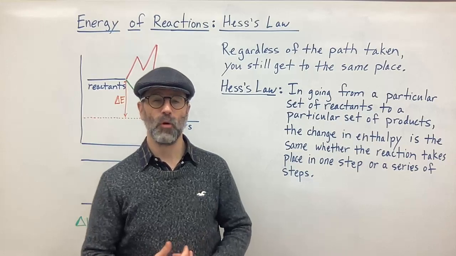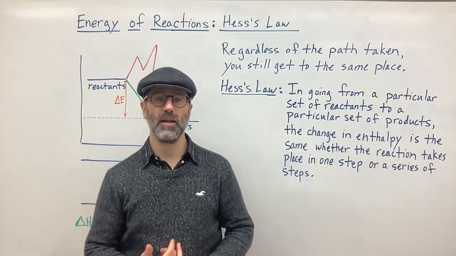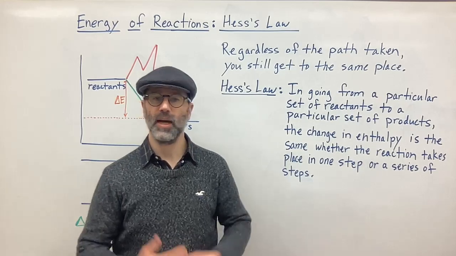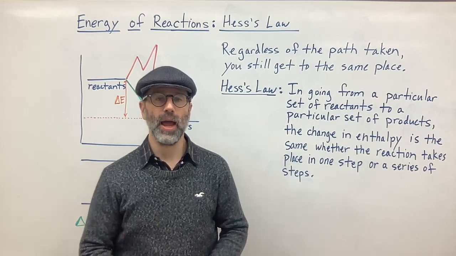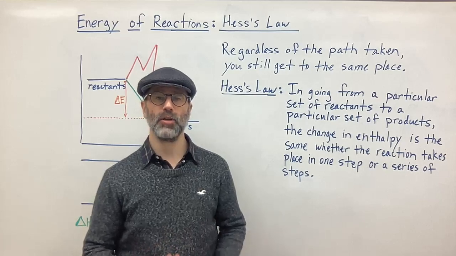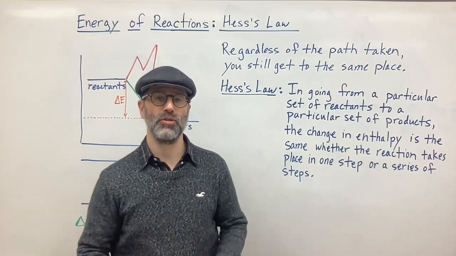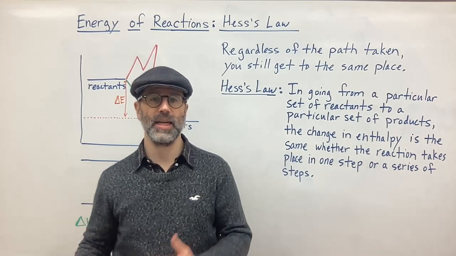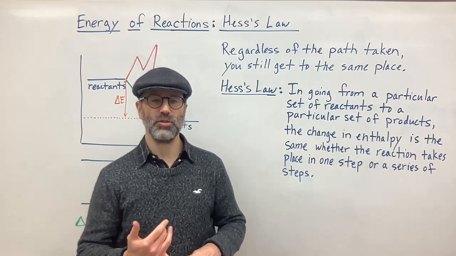We used the heats of formation to calculate the delta H of a reaction, the enthalpy of a reaction, or the heat of a reaction. And we also used bond energies. I showed you how you could use the average bond energies to calculate the heat of a reaction. So that's two different ways.